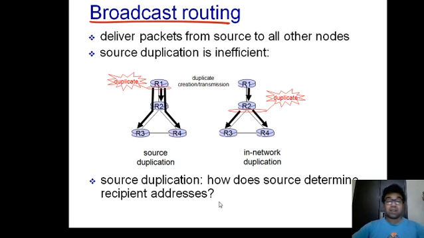So the second thing which comes to mind is how this particular node R1 will get to know all the IP addresses present in this network, because R1 has to have the IP addresses of all the nodes present in this network to unicast information to all the other nodes. So it's going to be a very difficult task for R1 to disseminate information using unicasting.